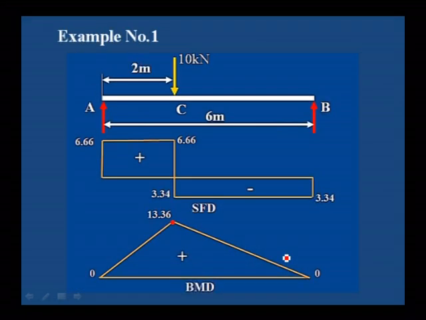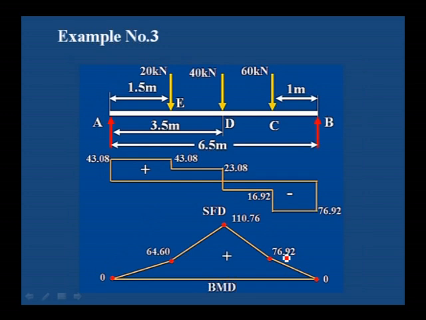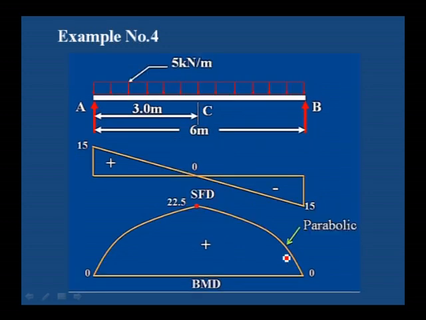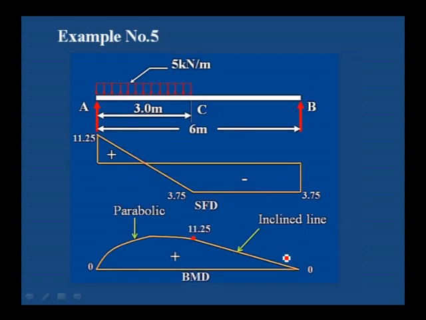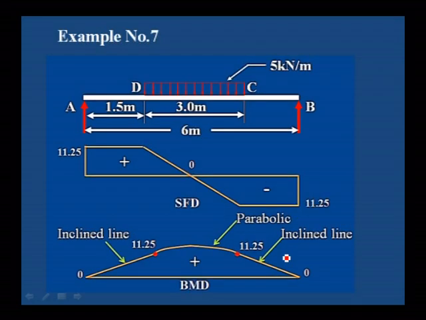These are the cases we considered: single point load, 2 point loads, 3 point loads, uniformly distributed load throughout its length, uniformly distributed load on the left half of the portion, uniformly distributed load on the right half of the portion, and then uniformly distributed load on the central portion. These are the different types of problems we discussed today.